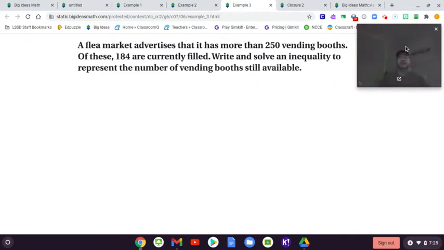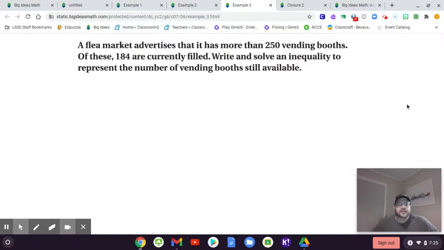Okay, third example is a word problem. A flea market advertises that it has more than 250 vending booths. That's a lot of booths. Of these, 184 are currently filled.